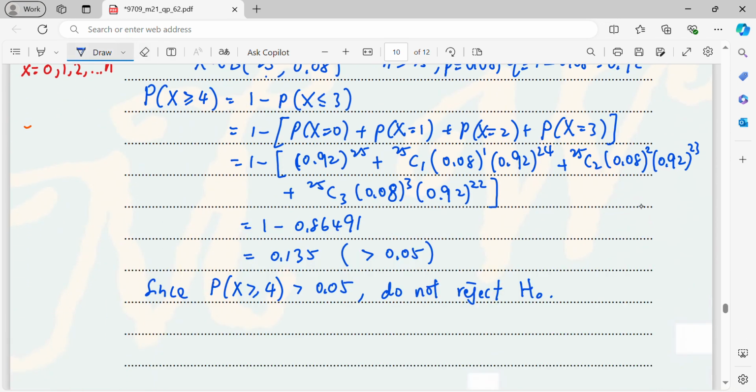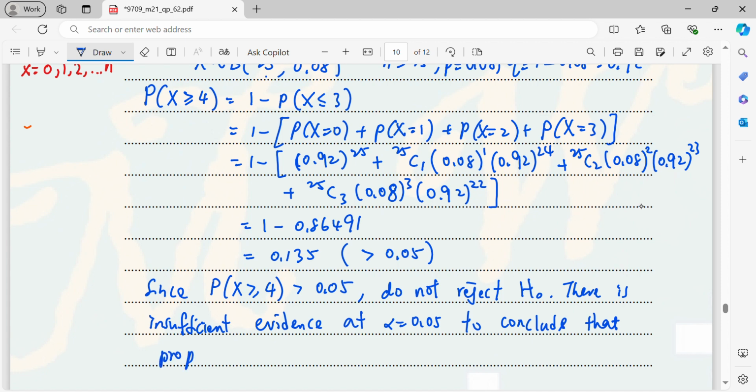Then the proper conclusion is there is insufficient evidence at alpha equals 0.05 to conclude that the proportion owning a candle car has increased. Okay, so that's the conclusion of the task.